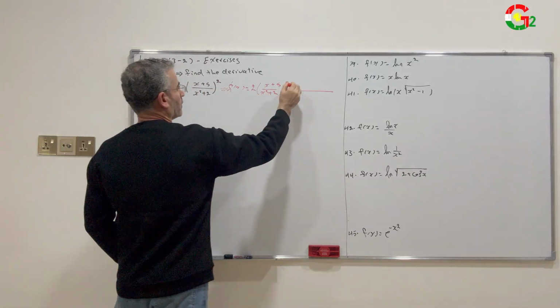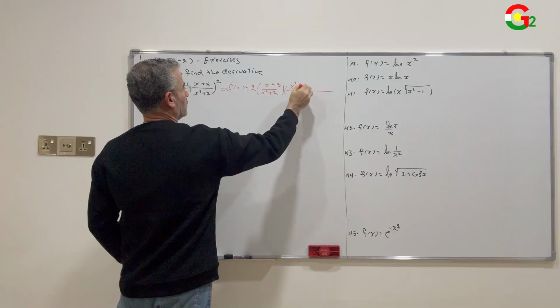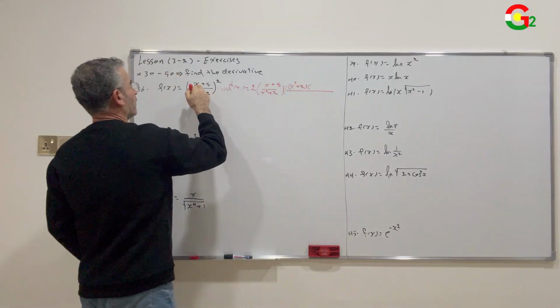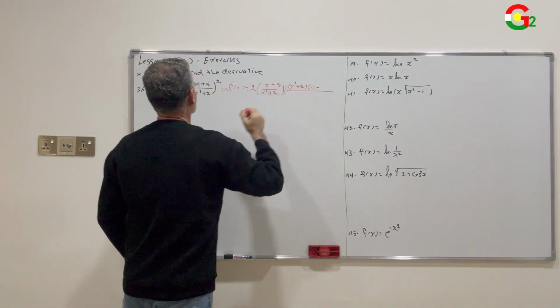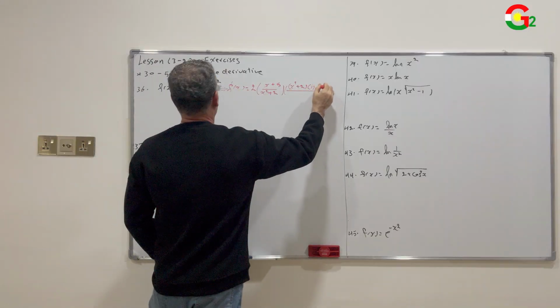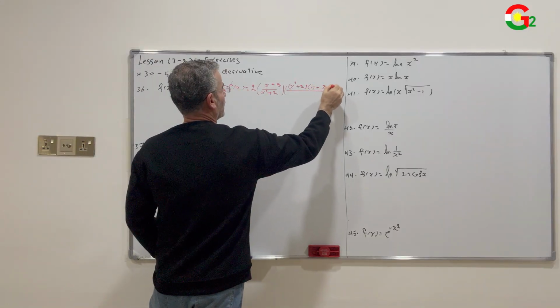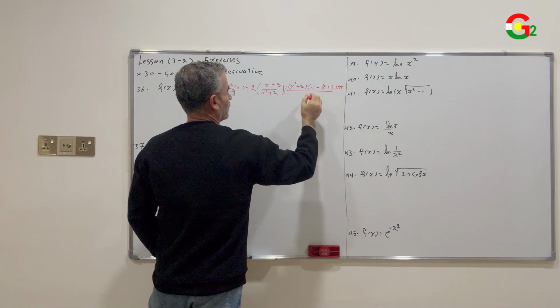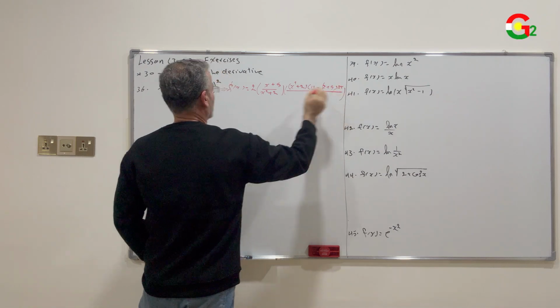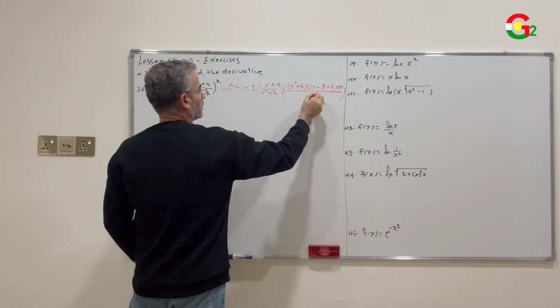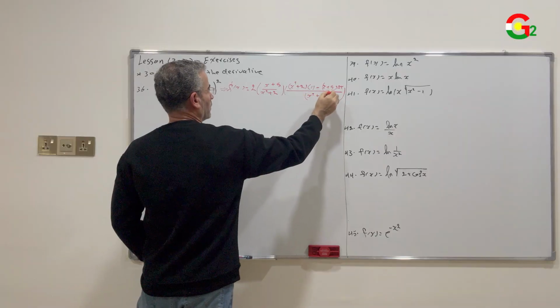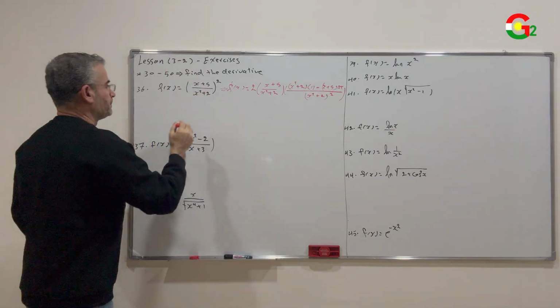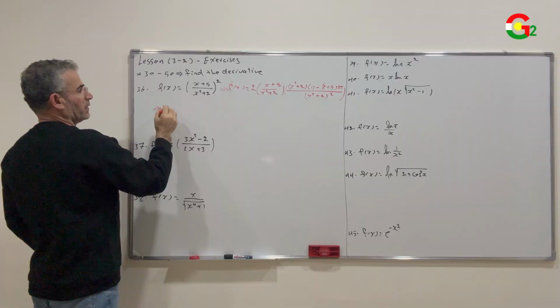the denominator x power 2 plus 2 times the derivative of the numerator 1 minus the numerator x plus 5 times the derivative of the denominator 2x over the denominator square. Then simplify this.